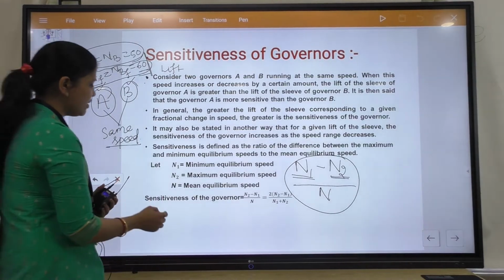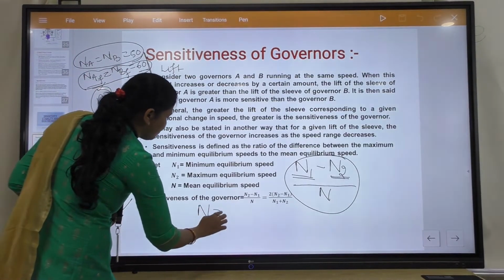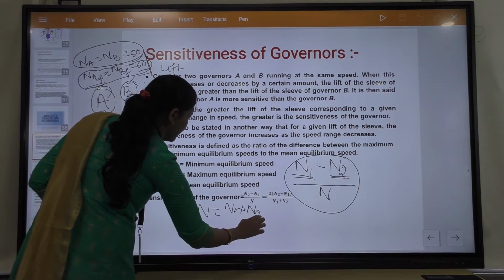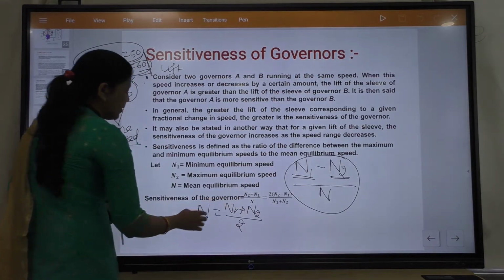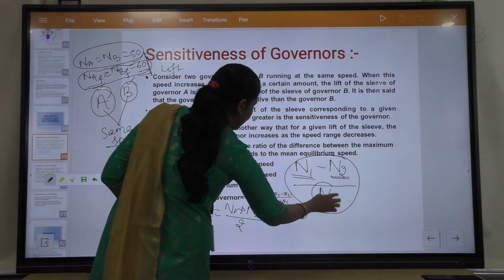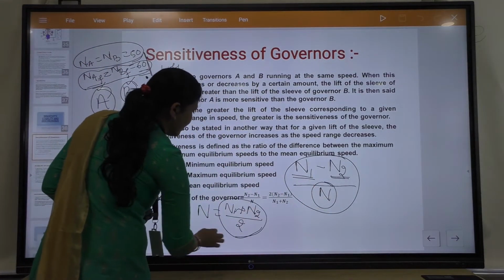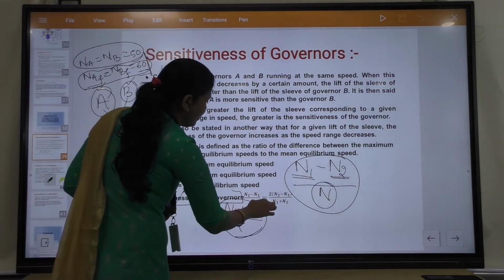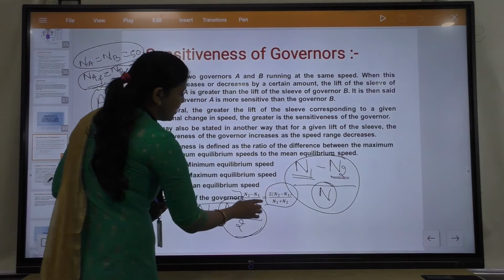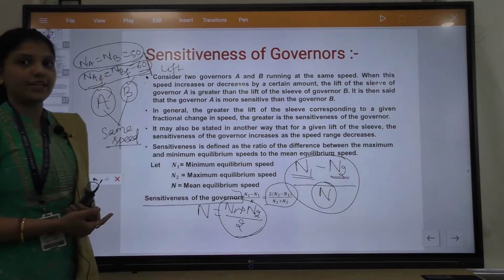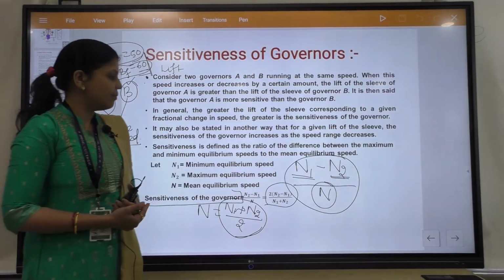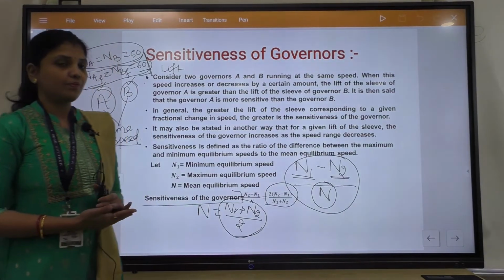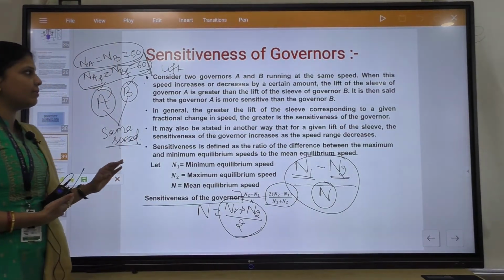So, what is mean speed? Mean speed equals N1 plus N2 divided by 2. So, if we put the value of N as N1 plus N2 divided by 2, then the final value of sensitiveness of governor will be 2 into N1 minus N2 divided by N1 plus N2. So, this is the mathematical expression for the sensitiveness of governor. This is all about sensitivity of governor.